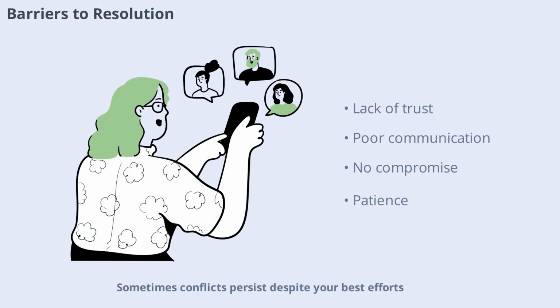Sometimes, conflicts persist despite your best efforts. Common barriers include lack of trust, poor communication, or unwillingness to compromise. Recognizing these obstacles can help you address them directly. Overcoming barriers often requires patience, persistence, and sometimes outside help.